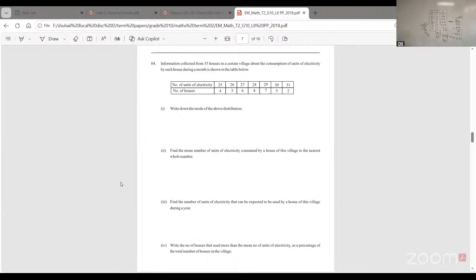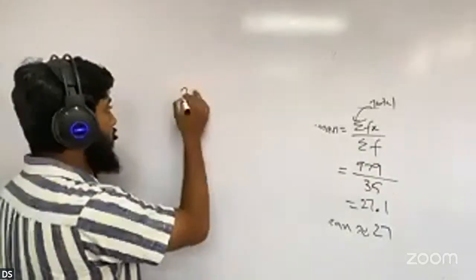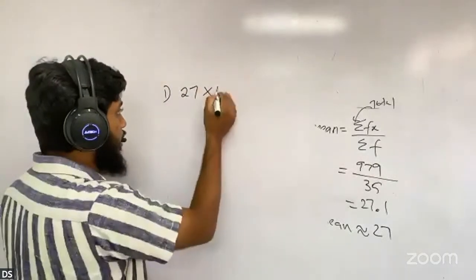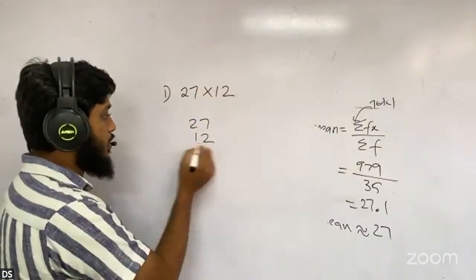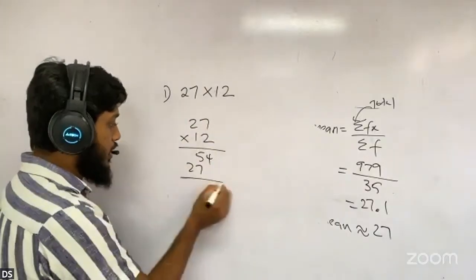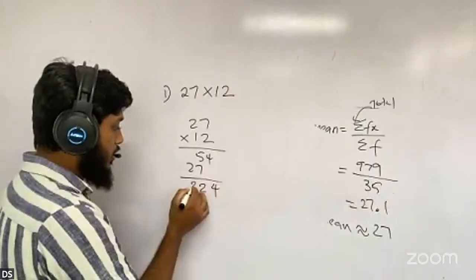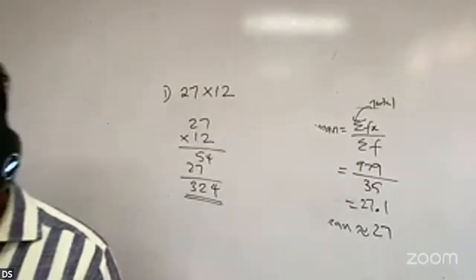During a year, how many months are in a year? 12 months. Very good. So if I want to find the amount of electricity used in a year, what should you do? This 27 we have to multiply by 12. This 27 is the average per month, so for 12 months I have to multiply by 12. 2 into 27 will be 54, 1 into 27 is 27. Here you get 324 units consumed in a year. Write this: 324 units will be consumed.